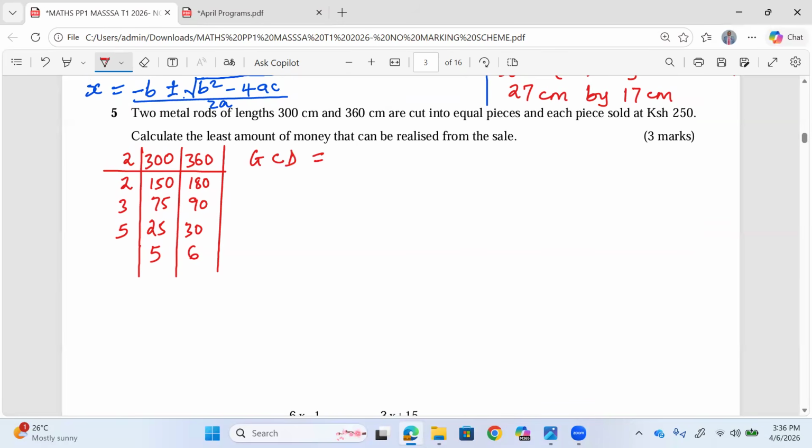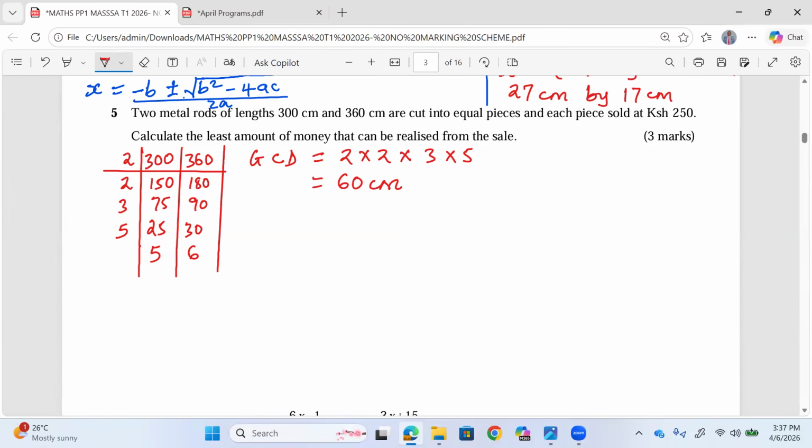So the greatest common divisor of 300 and 360 is 2 times 2 multiplied by 3 times 5. This is exactly 12 by 5, which is exactly 60. So the common length into which these rods can be divided is 60 centimeters. Now, when you divide into 60 centimeters, ladies and gentlemen, there is the number of pieces which will come from the first rod and the number of pieces from the second rod.